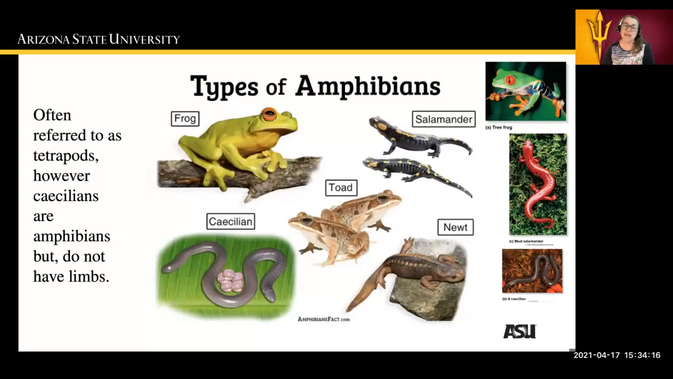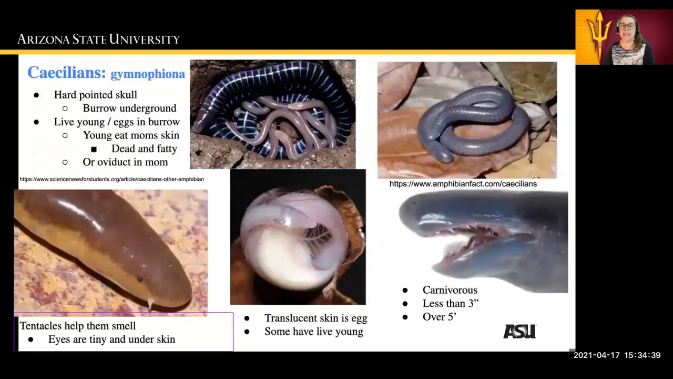There is a type of amphibian called the caecilian that is legless. It does exchange oxygen through its skin and obtains all the other characteristics of an amphibian. Other types of amphibians include frogs and toads, and salamanders and newts. Caecilians are also called gymnophonia. They have a hard pointed skull, and that allows them to burrow underground. They have live young, and some lay eggs that they can lay in their burrows.